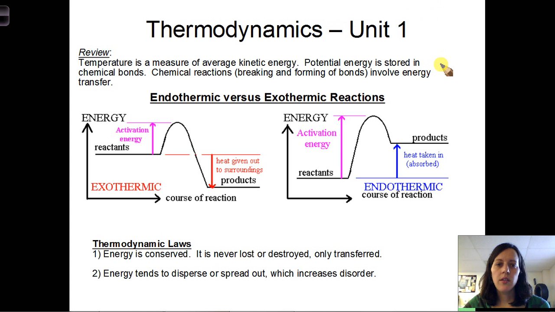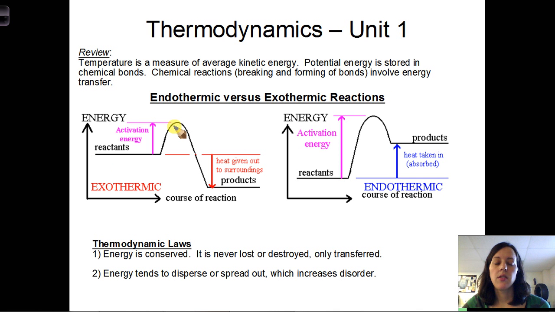Alright, in this video we are going to talk about heat and heat transfer as well as how to calculate heat transfer. Before we do that, going back to energy for a second, we've had two types of energy, kinetic and potential. We've measured kinetic energy through temperature, and potential energy is involved with the bonds. So chemical reactions always involve the breaking and forming of bonds. So we're converting back and forth between potential and kinetic energy.